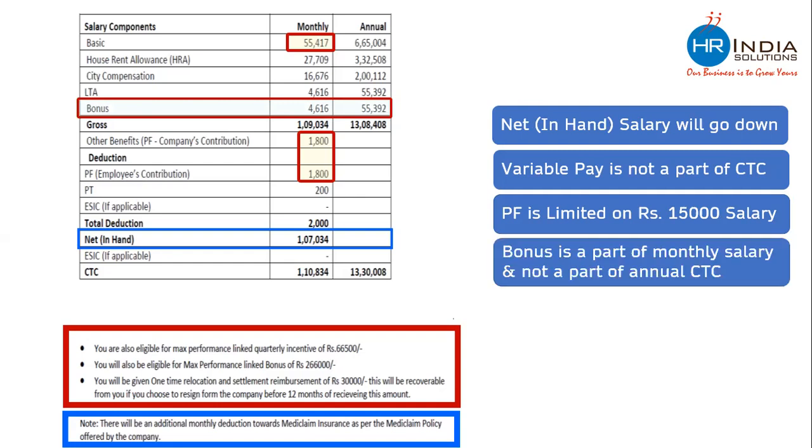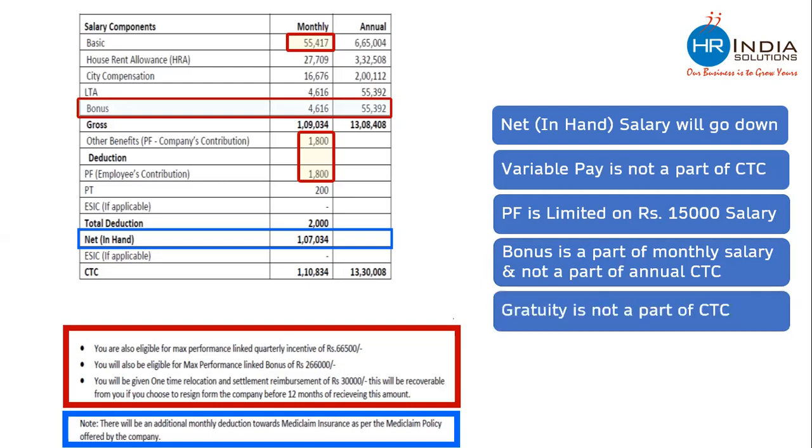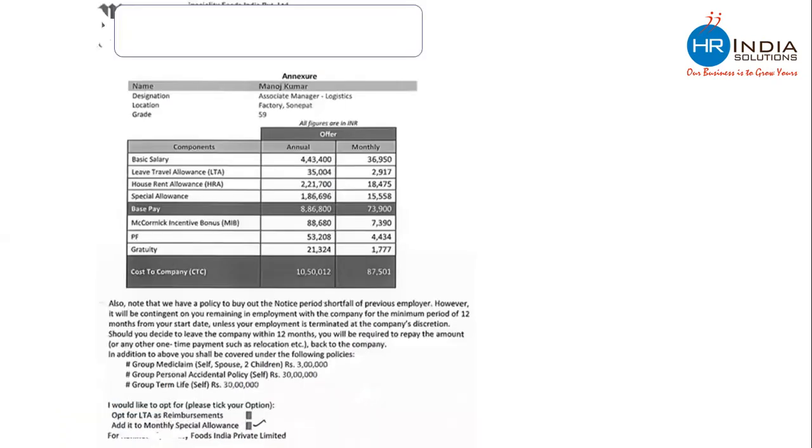And you will see that bonus is something which is coming in the monthly gross salary, which means bonus is a part of monthly salary and is not a part of annual CTC. You will also see that gratuity is something which is not appearing anywhere. So in this company, gratuity is not a part of CTC. This is one way of making an offer letter. Let's have a look at another offer letter.